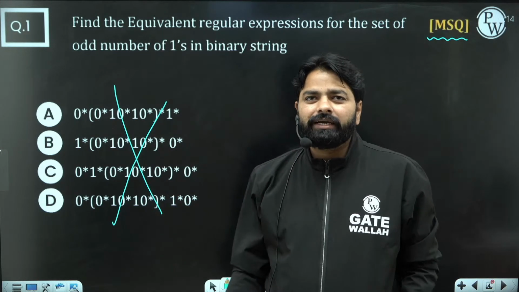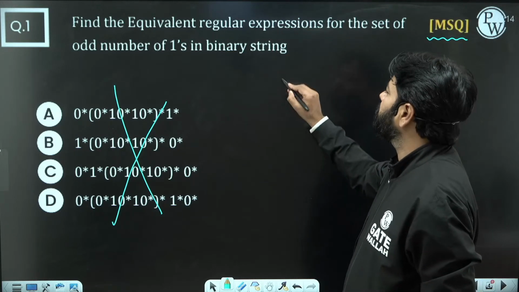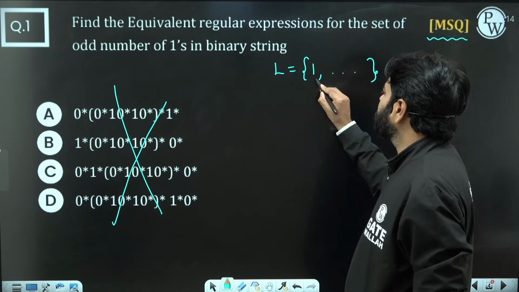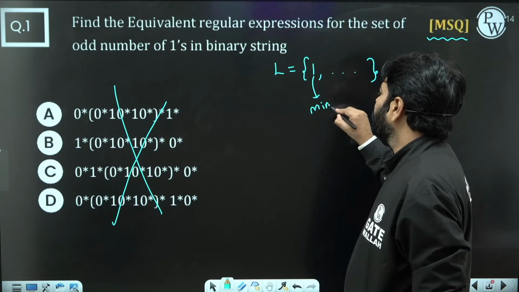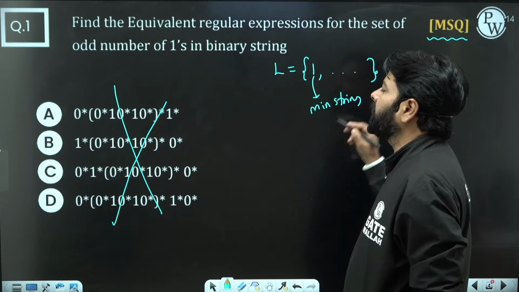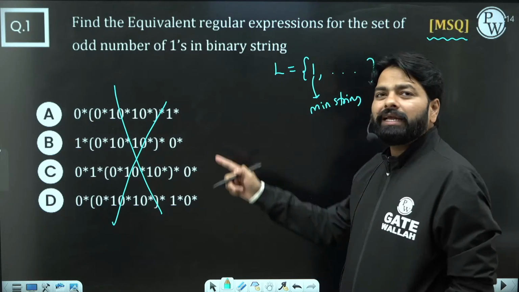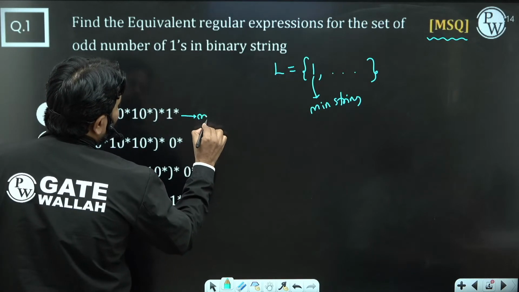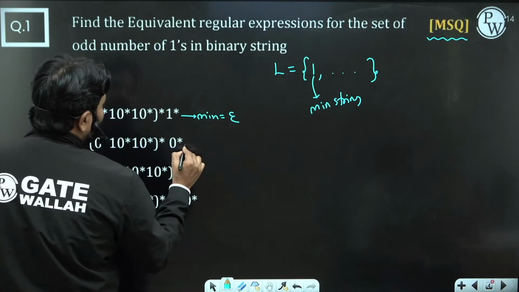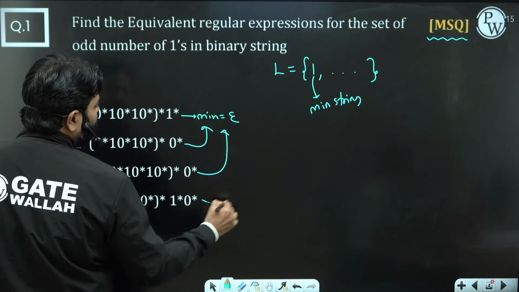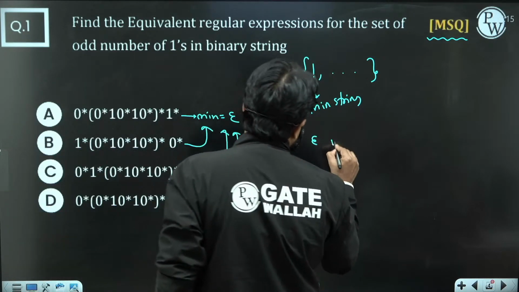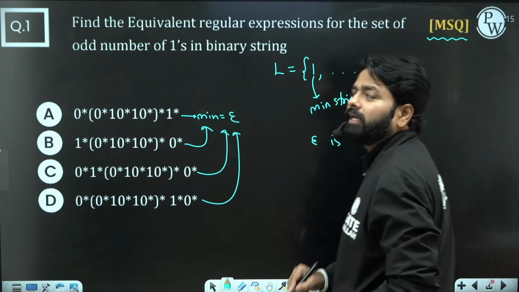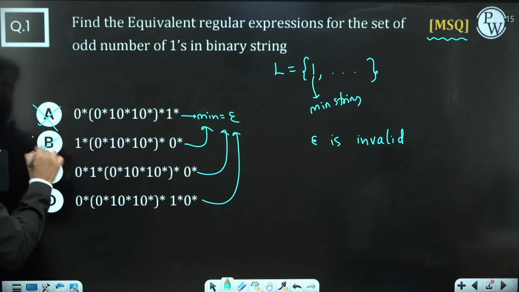Why is no option correct? Look at this, odd number of ones. What is the minimum string you will have? 1, right? This is the minimum string. Now, is there any option providing minimum string as 1 here? Here the minimum is epsilon, here also the minimum is epsilon. Epsilon is an invalid string, we do not want it, right? So the options you are choosing are wrong.